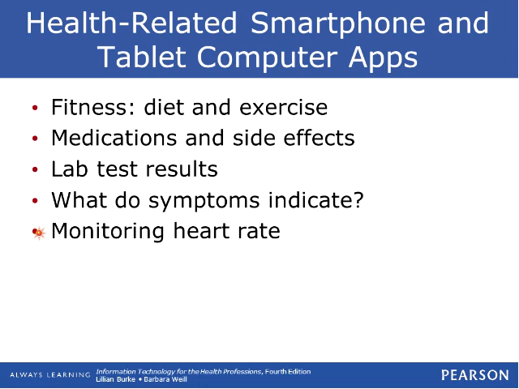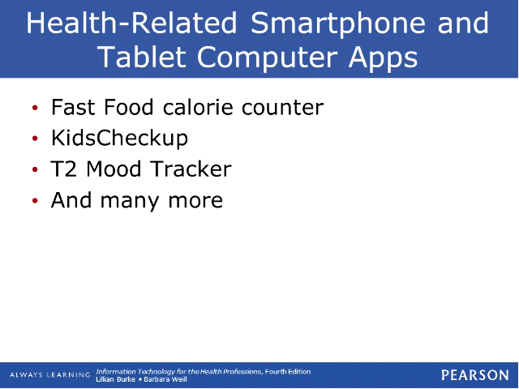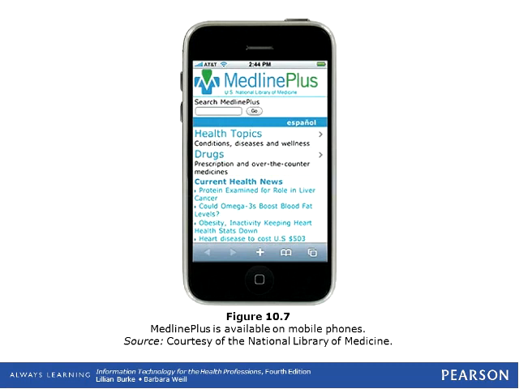There are literally some software apps out there to help you monitor your heart rate, even to see if it's regular or irregular. We can look at fast food calorie counters, a kid's checkup, a mood tracker, and many, many more. There are lots and lots of apps, literally hundreds of thousands of apps for that.